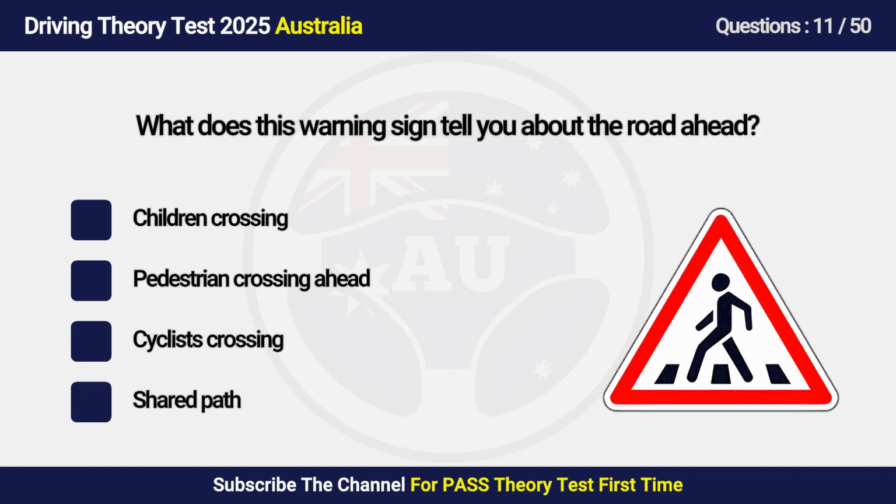Question 11. What does this warning sign tell you about the road ahead? A. Children crossing. B. Pedestrian crossing ahead. C. Cyclist crossing. D. Shared path.